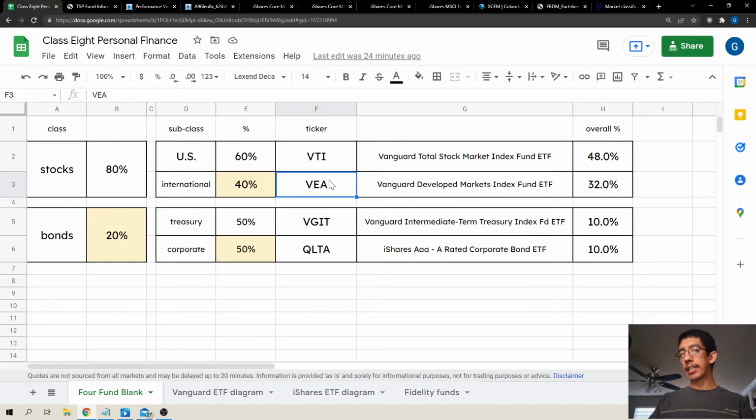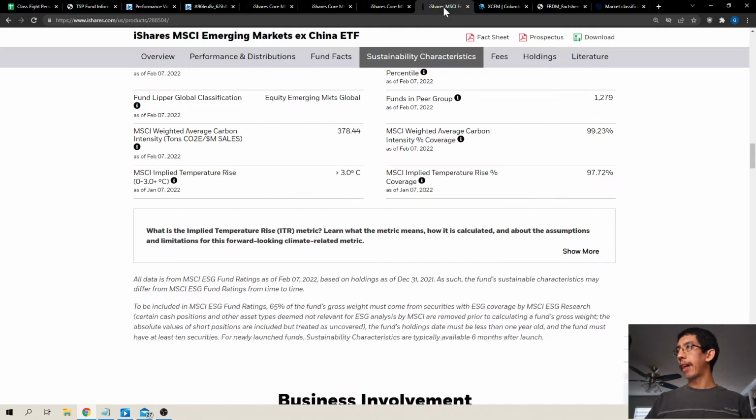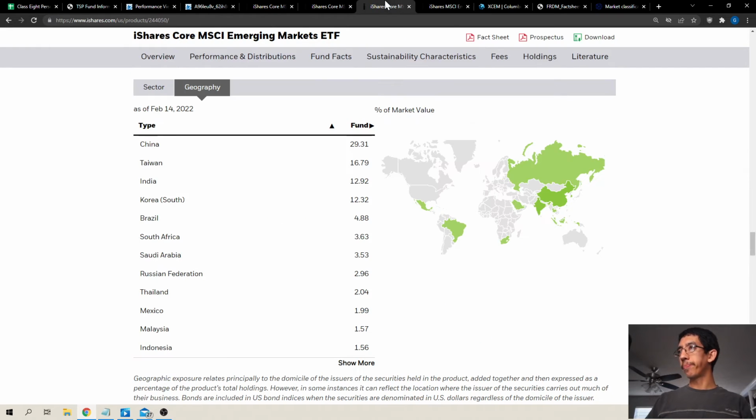I pick VEA over VXUS. VEA is the developed markets ETF. If you're going with just a plain old 4 fund that doesn't worry about emerging markets, because I like to avoid these autocracies. I prefer to avoid autocracies like China and Russia and Saudi Arabia, etc. I don't think the market properly prices the political risk in these countries.